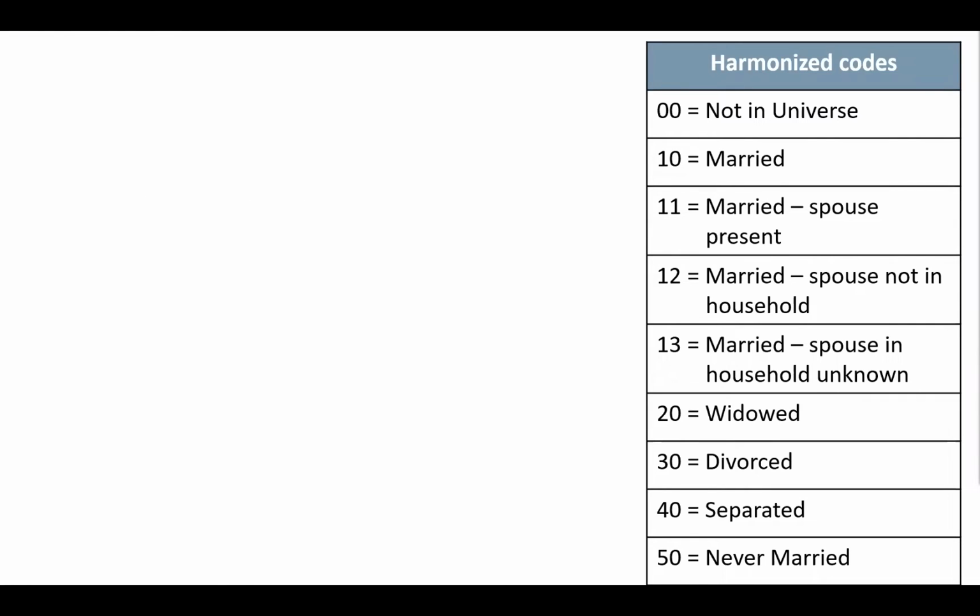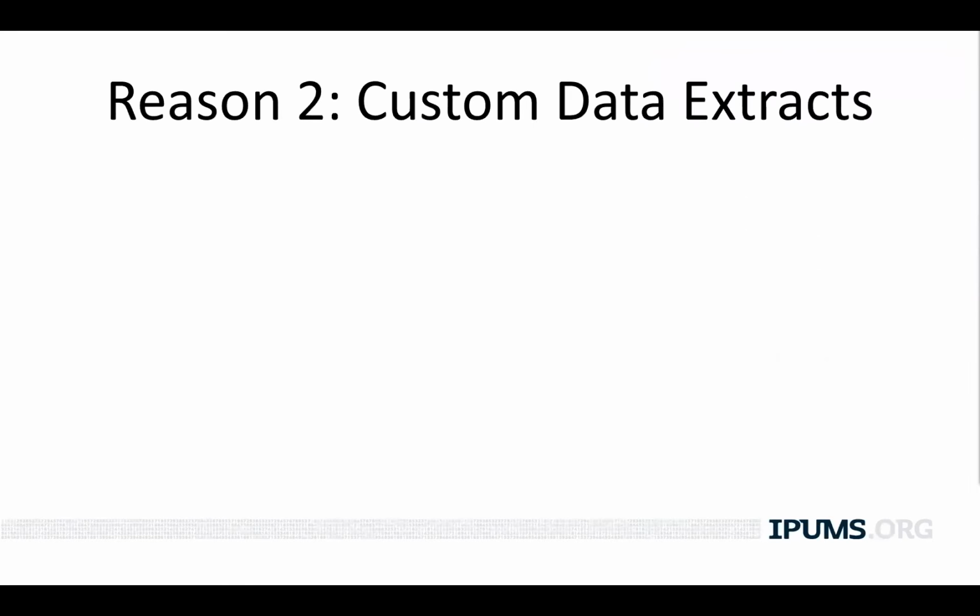So that's a simple example of what harmonization might look like, but you can imagine how that's useful for more complex variables with even more variation over time. So harmonization is the big one. The second thing I'll talk about, though, is custom data extracts.